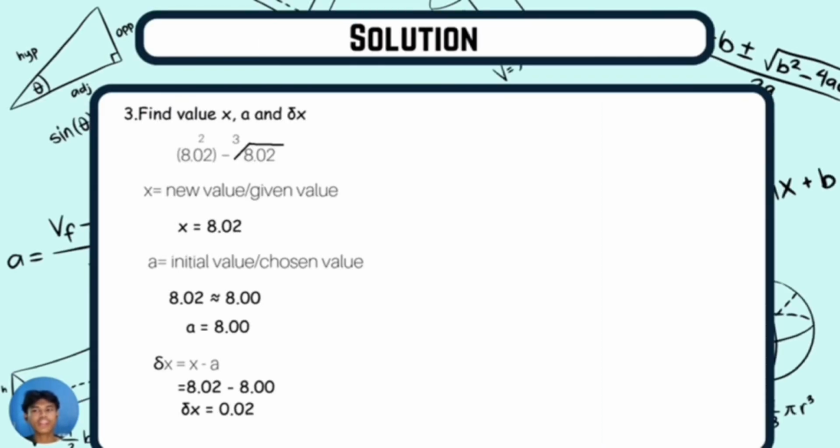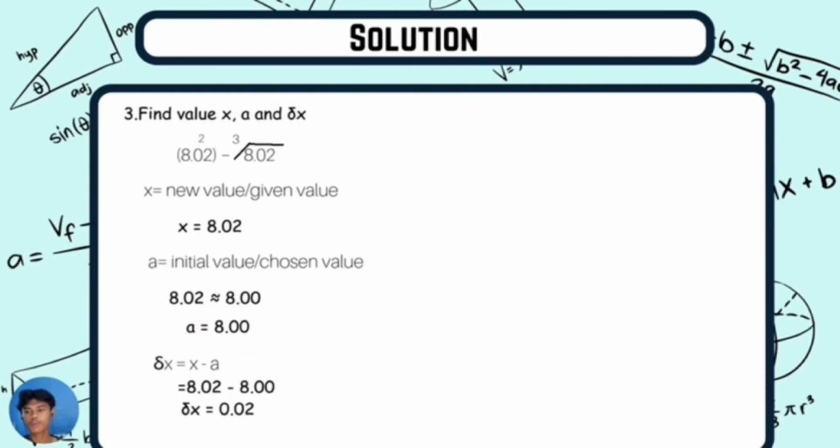The third step, we need to find the value of x, a, and delta x. Let's find the value of x first. We can get the new value or given value in the question. So x is equal to 8.02. Now how can we get the value of a? The initial value is the value of x rounded to the nearest whole number. We can round 8.02 to get the value of a. So the value of a is 8.00.